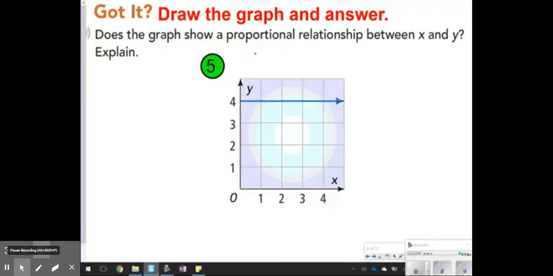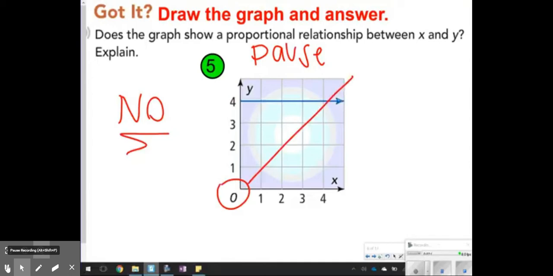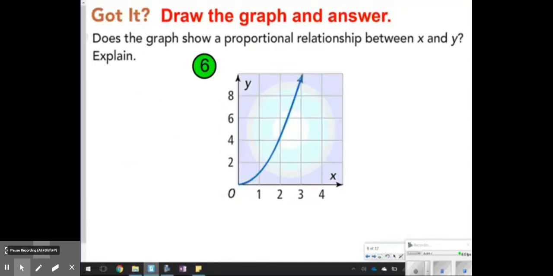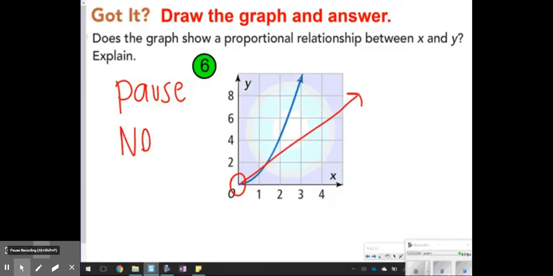Again, here's your number 5. This one also is not a proportional relationship because it doesn't start at 0, 0 and have a straight line going up. Okay, so it has to have those two things. Number 6 is a no as well. It still starts at 0, 0, but it's not a steady increase. Remember, steady increase, it has to be a straight line.